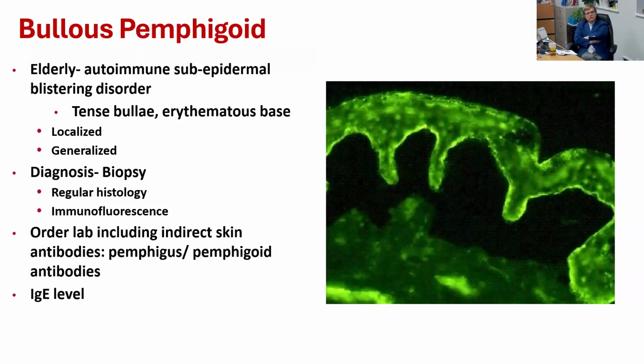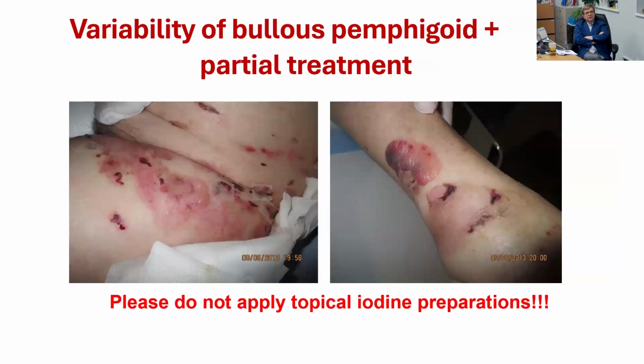You need regular histology, but take a new lesion at the edge. If you do the blister, the top will fall off and you won't make a diagnosis. You can also order, in Ontario anyway, indirect antibodies for pemphigus and pemphigoid. And they often have an elevated IgE, which is one of the 4 immunoglobulins, IgG, A, M, and E. The IgE level is often elevated when this is active, whereas the indirect antibodies don't relate specifically to disease activity.